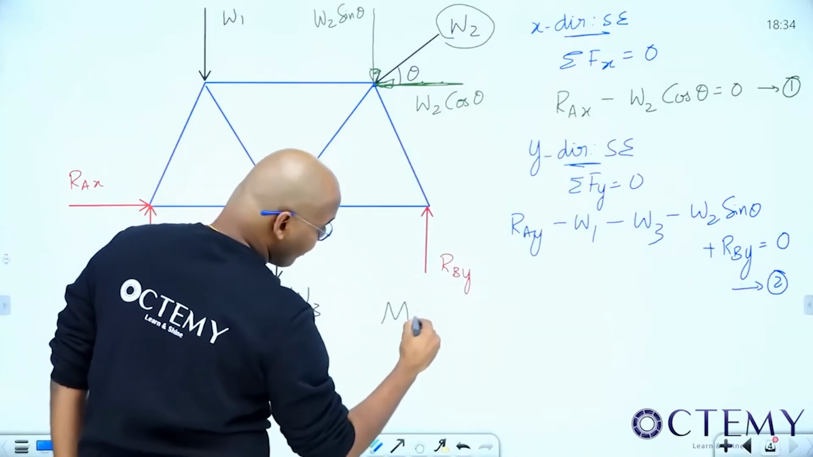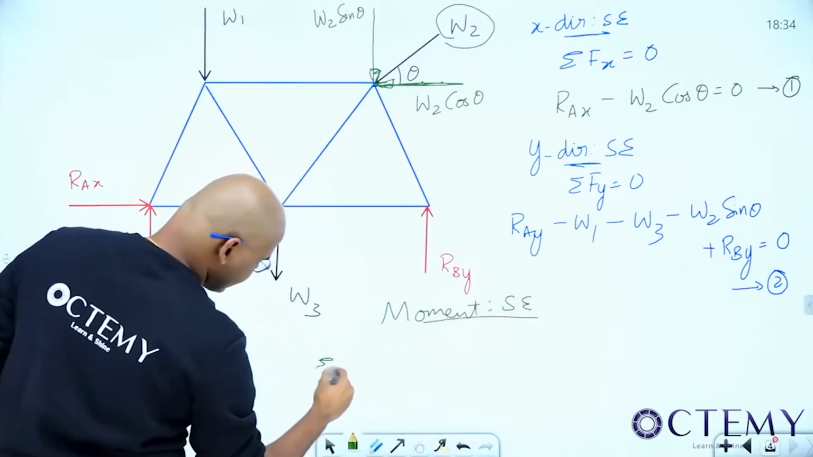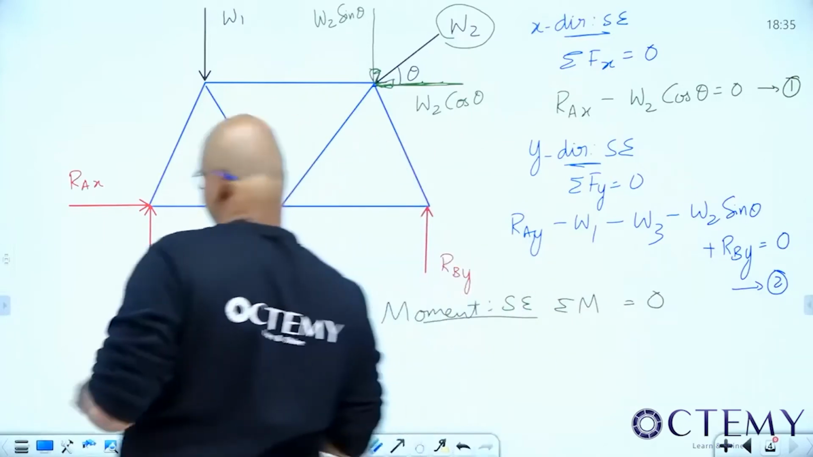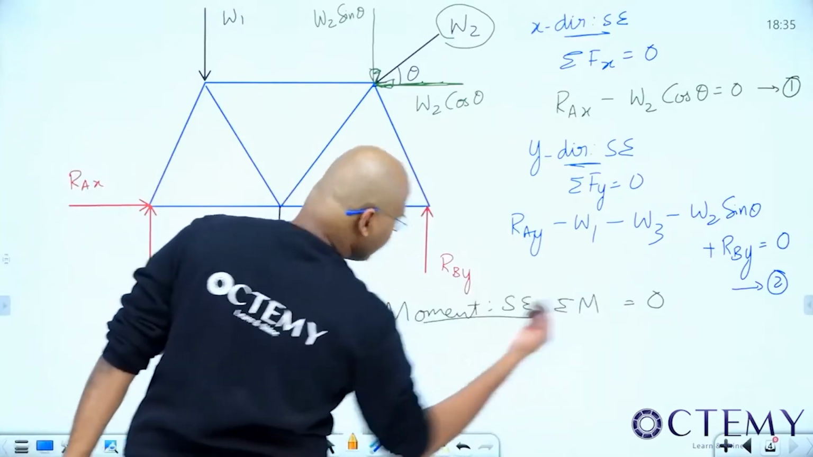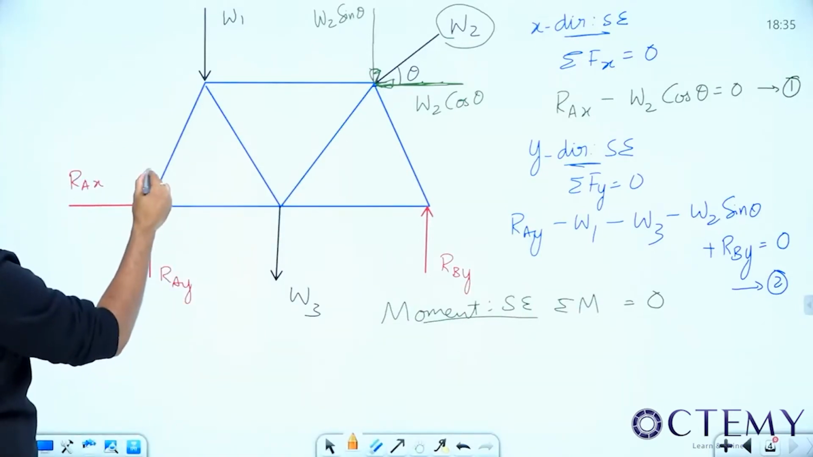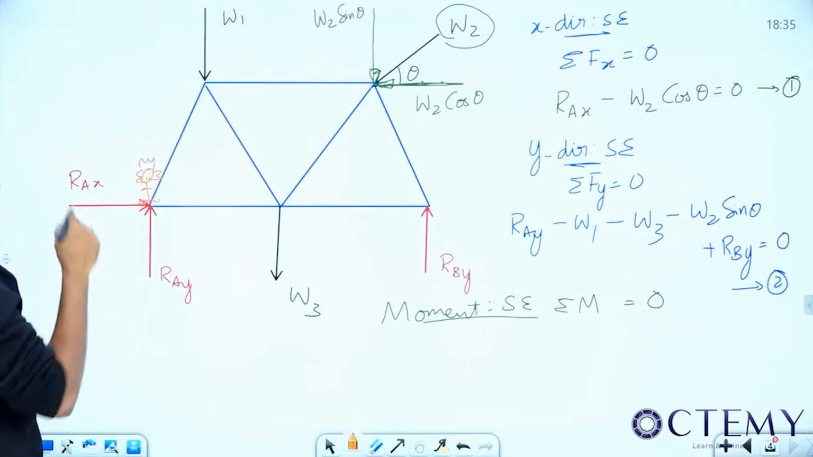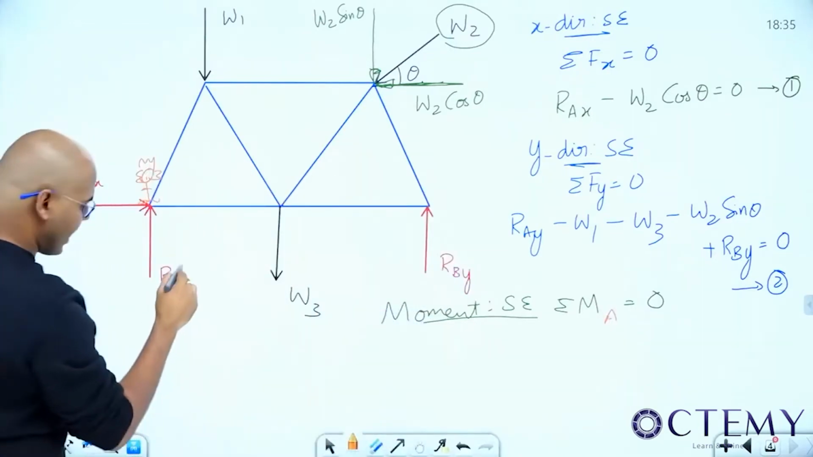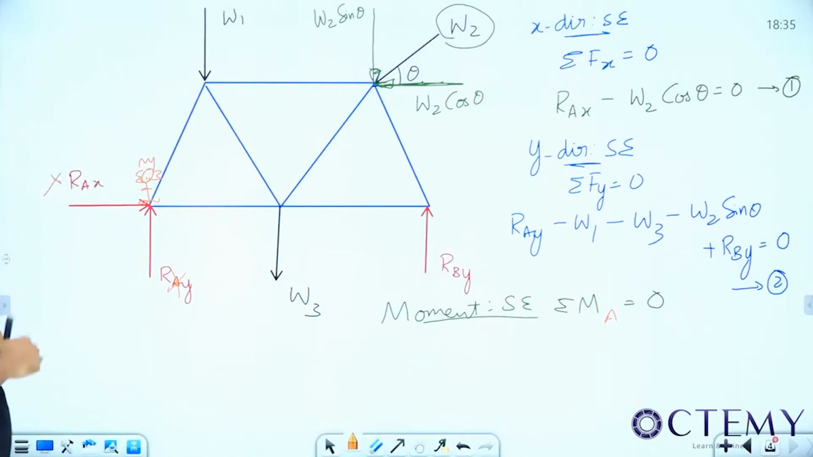Next, moment. Static or dynamic? Static. So what do I have to write? Sigma M with respect to some point, any point, your wish. But which is the convenient point? More unknowns and more forces are there only at this A. So I will take this as my reference point. So I'm sitting here. Moment due to RAX is 0. Moment due to RAY is 0. Next, moment due to W1. What will happen with moment due to W1?